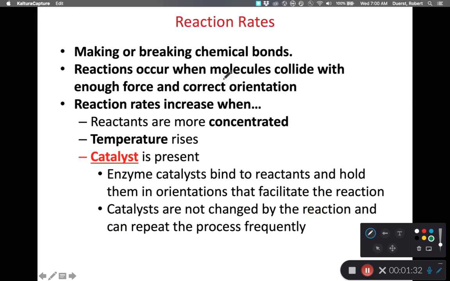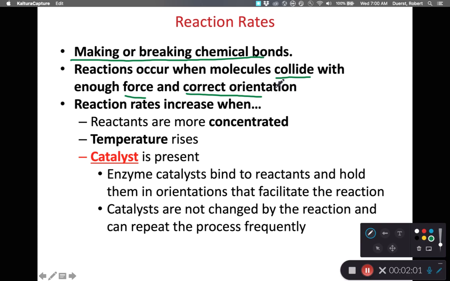So as we look at chemical reactions, they can be defined as making or breaking a chemical bond. And chemical reactions typically are going to depend upon molecule A and molecule B physically coming in contact with each other. So there needs to be some kind of a collision. They physically need to come in contact in order to make or break the bonds. And they need to collide with enough force and with the correct orientation.